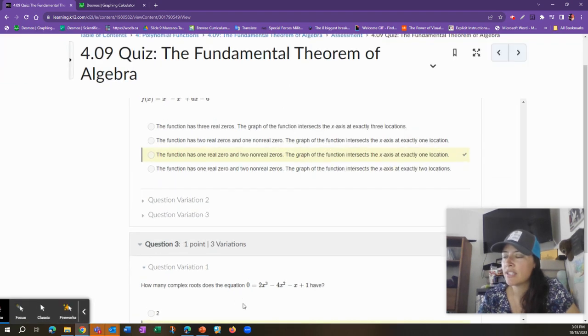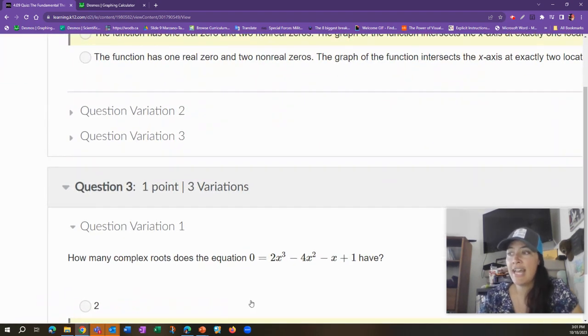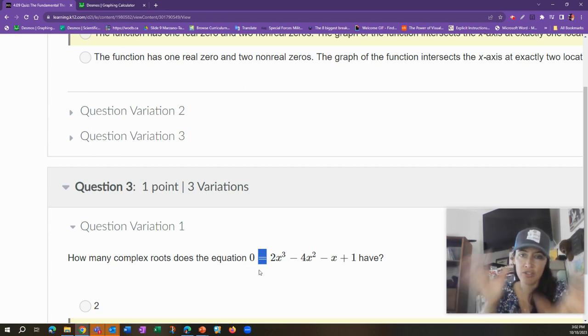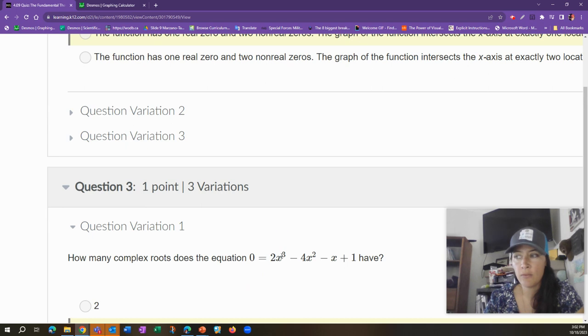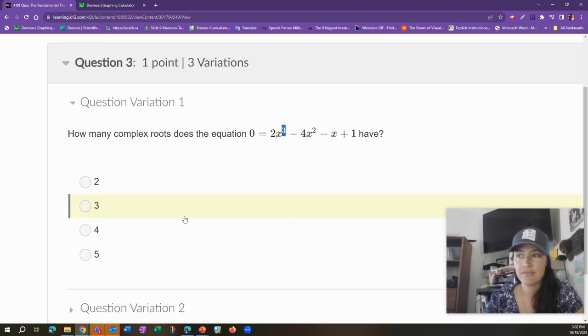How many complex roots does this equation have? What's the highest degree? 0 equals 2x cubed minus 4x squared minus x plus 1. They just put the 0 in front on the left-hand side of the equal sign. That doesn't matter. You just know if this is the equal sign, whatever's on this side has to equal this side. Well, according to this, we're using the theorem. Hopefully you said 3.